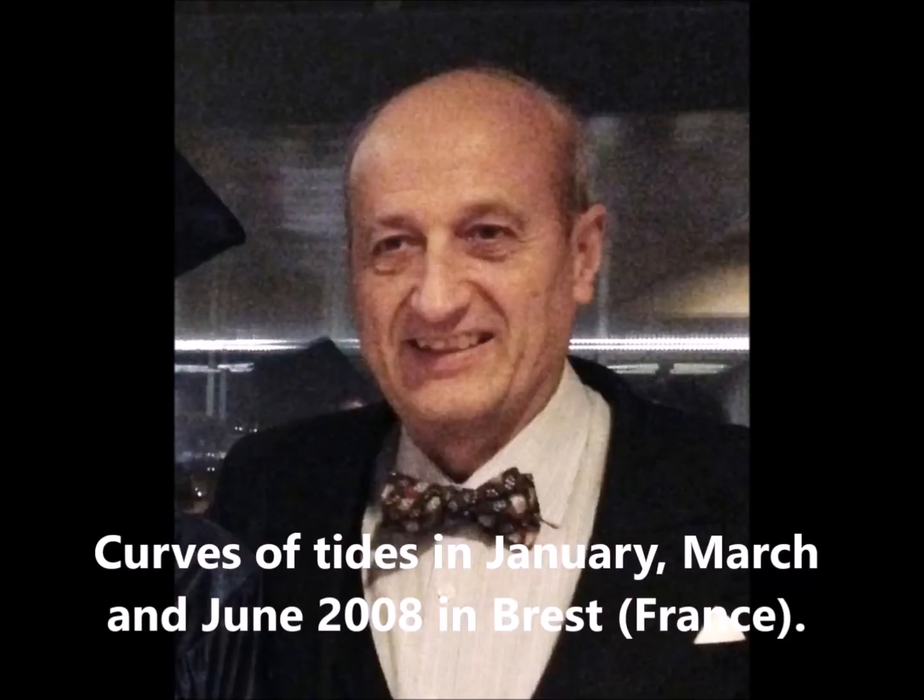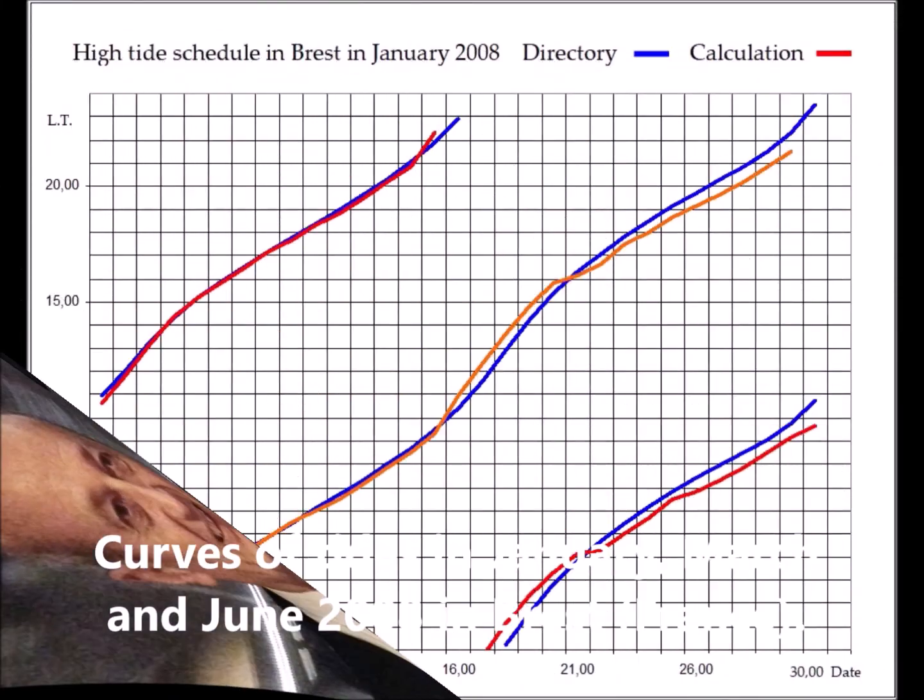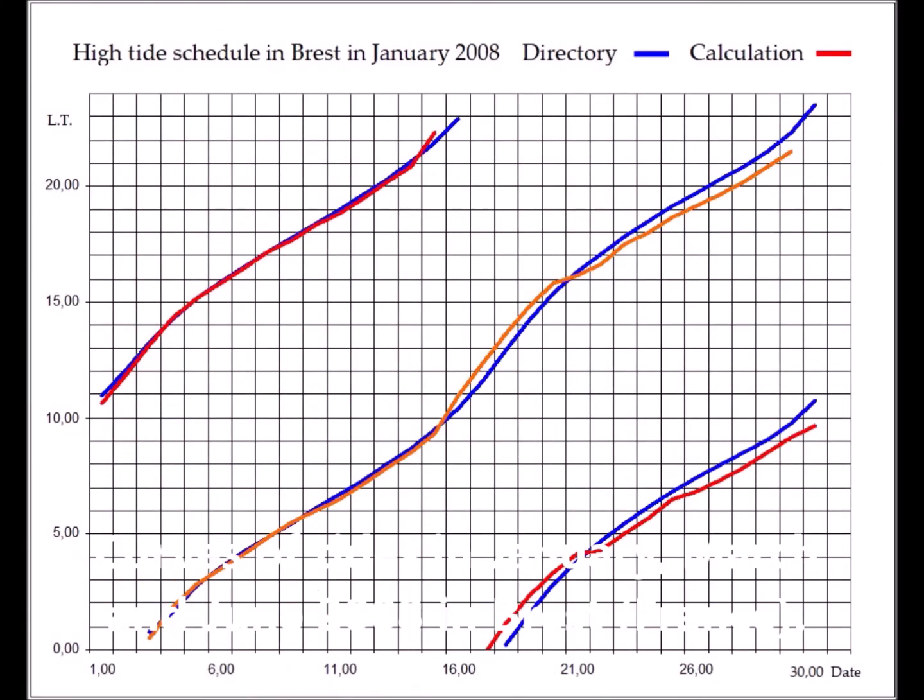Here are the January, March, and June 2008 tide curves for Brest in France. The first curve of each month gives the high tide for each day of the month. The other one gives the related French coefficients.